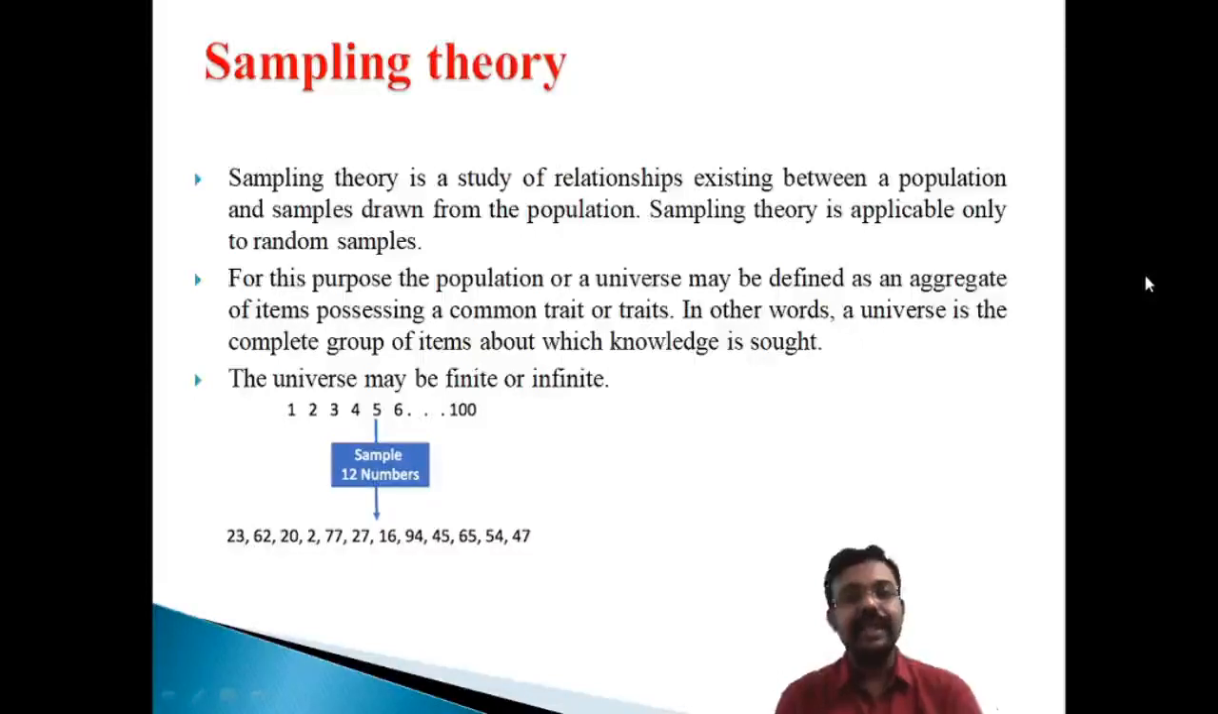That theory relating to this sampling process is known as sampling theory. For the purpose of sampling, the population or universe may be defined as an aggregate of items possessing a common trait. So there are equal chances. In other words, the universe is the complete group of items about which knowledge is sought. The universe may be finite or infinite.